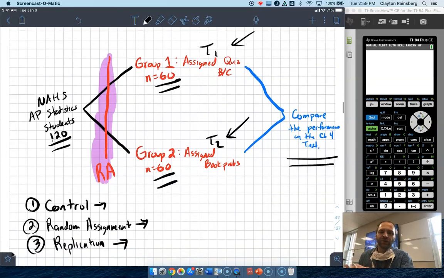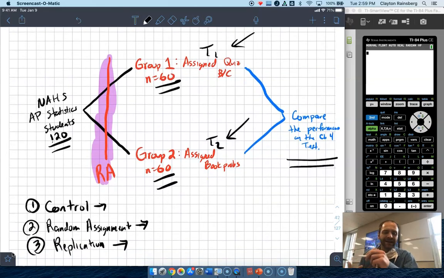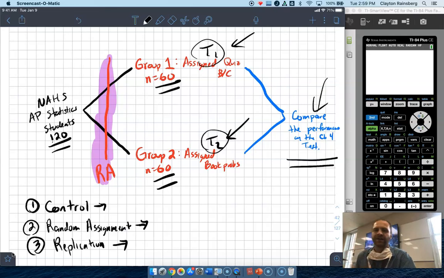Control, we talk about, allows us to ensure that, in a comparative design, the only difference between the two groups is my treatments. That's the only difference between the two groups. And that allows me to do it. So I control how my groups are assigned and what treatments they're getting, so I can make a comparative result.